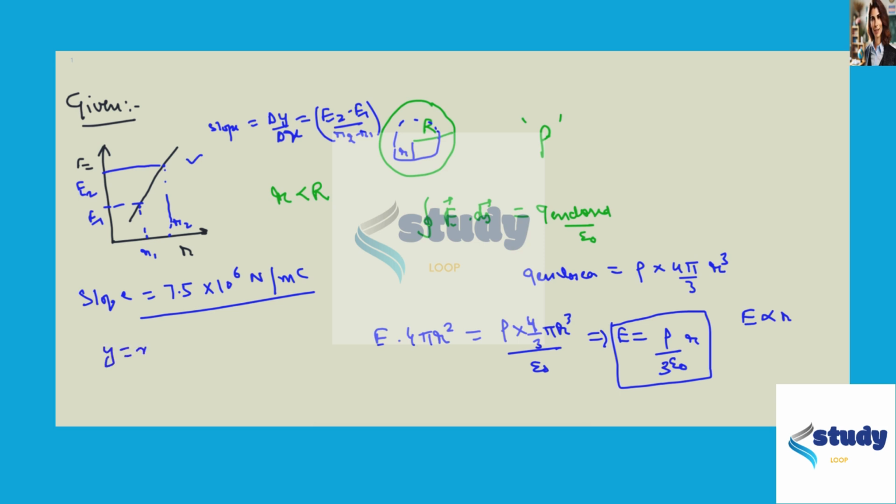So we know that y equals mx plus c. Here c is equal to 0, so the slope, which is equal to m, is found using y equals E and x equals r. Comparing this equation, the slope should be rho over 3 epsilon naught, which is equal to this value. So we have rho equals 3 epsilon naught times the slope value.